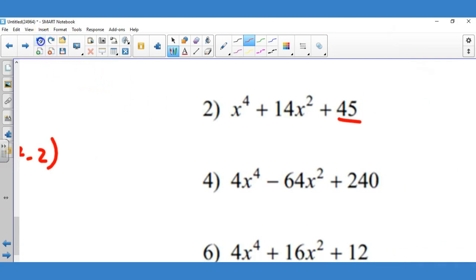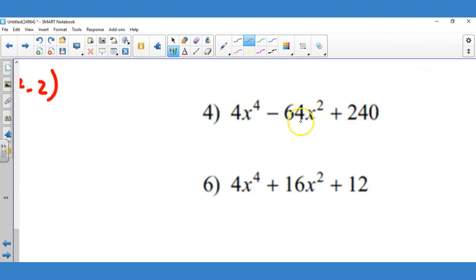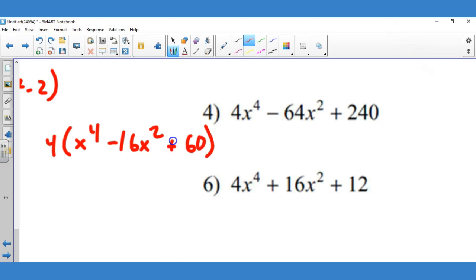Over here, number 4, again, look for a GCF. The GCF right here is going to be 4. So I factor out a 4. You have 4 times x to the 4th minus 16x squared plus 60.